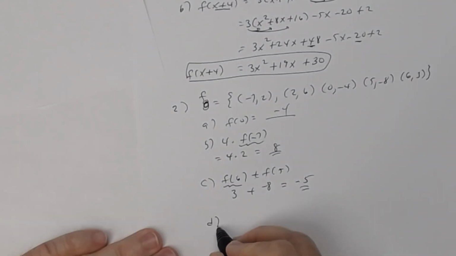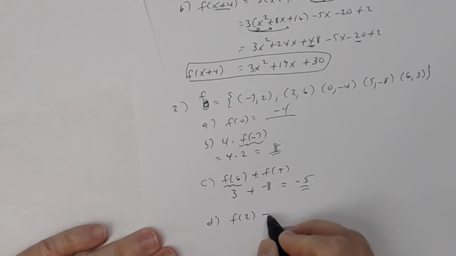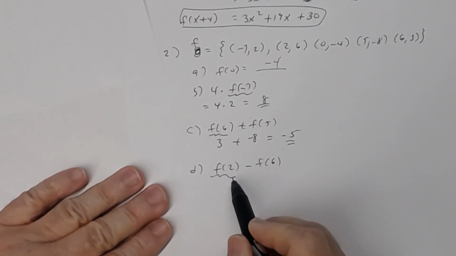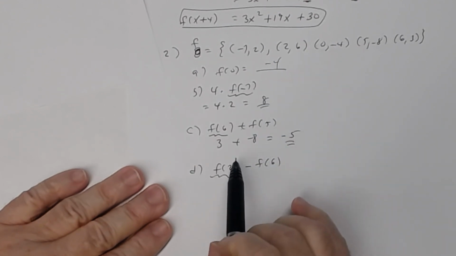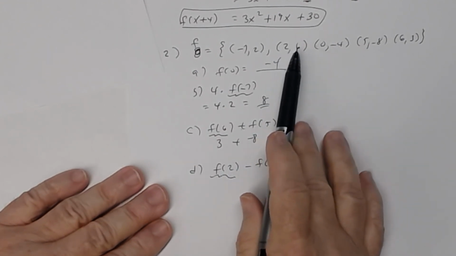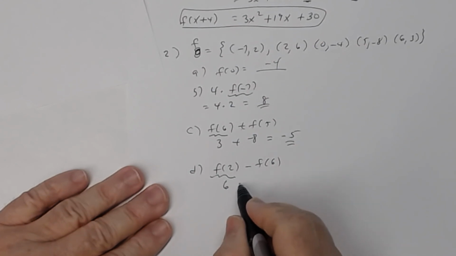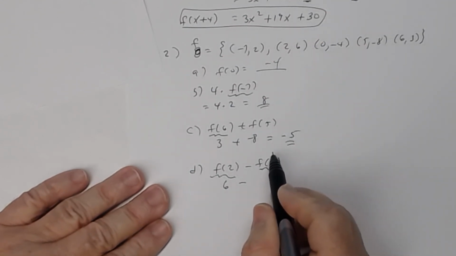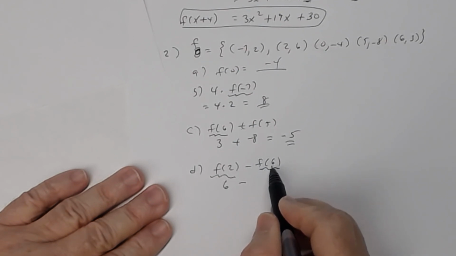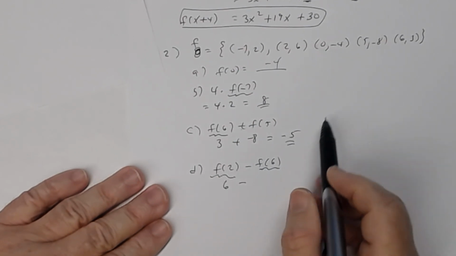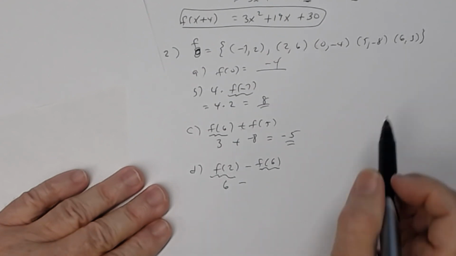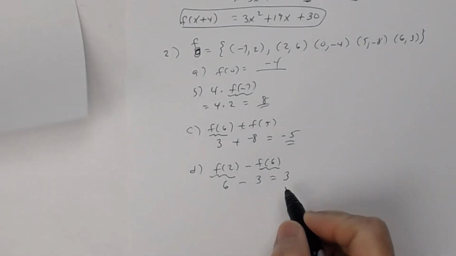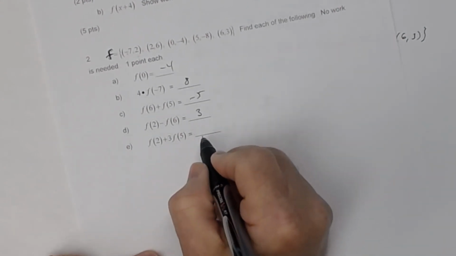Part D, you want to find f of 2 subtract f of 6. Well, f of 2, remember, means what is the y value when x is 2? When x is 2, my y value is 6. Subtract f of 6. Okay, f of 6 means what is the y value when x is 6? When x is 6, my y value is 3. And then 6 subtract 3 is 3. So 3 is going to go here.